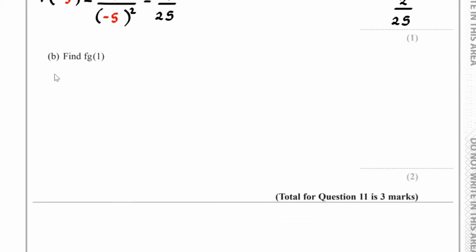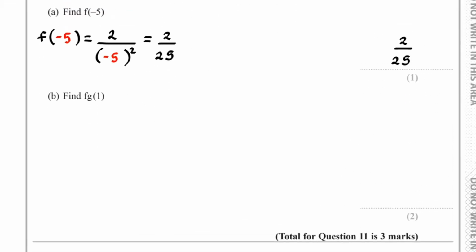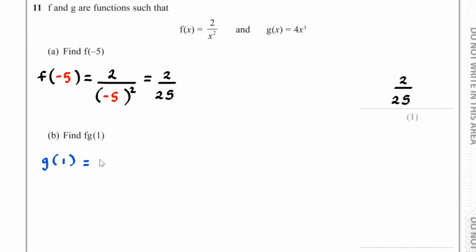And then for part B, we have to find f of g of 1. First of all, we can find out what g of 1 is. g of 1, we replace the x with 1. So that's 4 times 1 cubed, which is 4. So when we come to find out what f of g of 1 is, that is the same as working out f of 4. So we replace the x with 4.